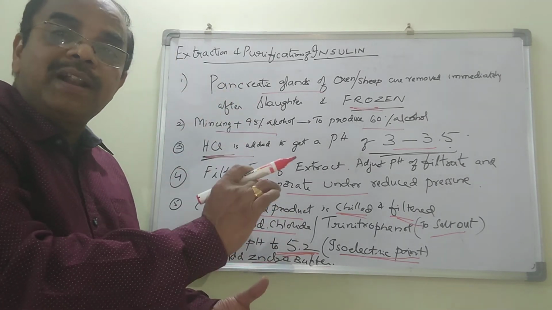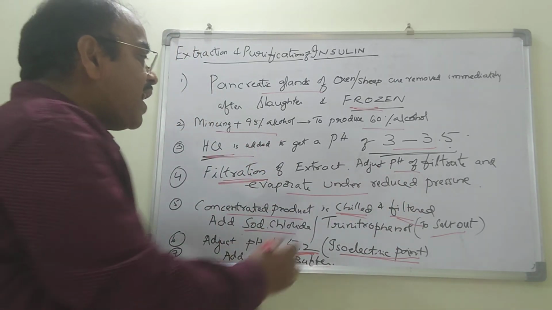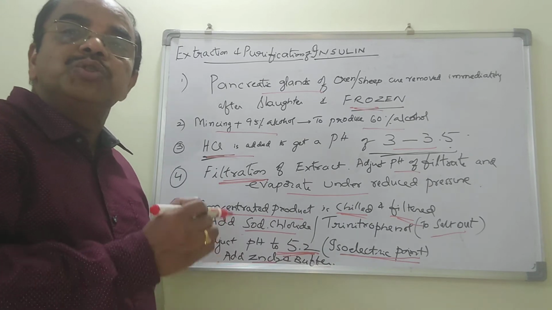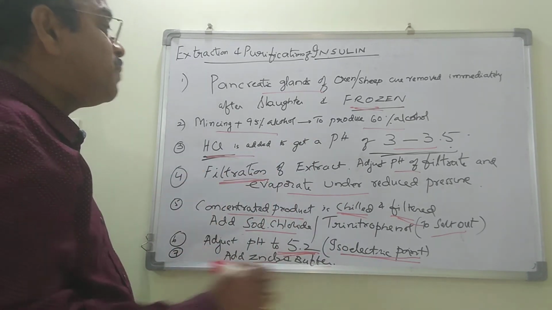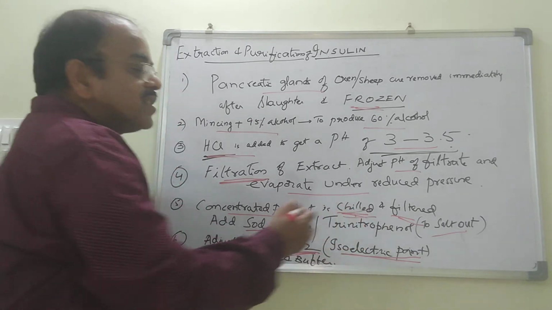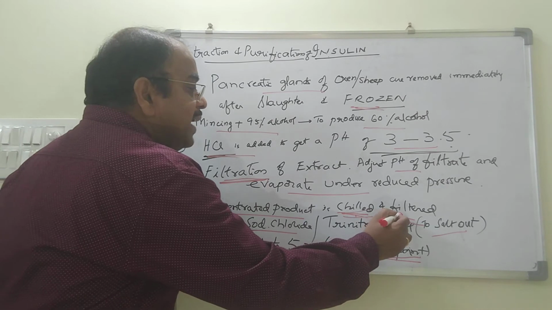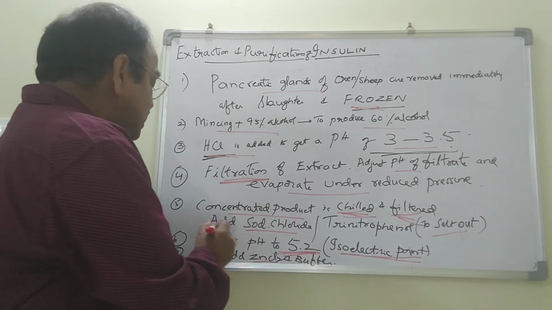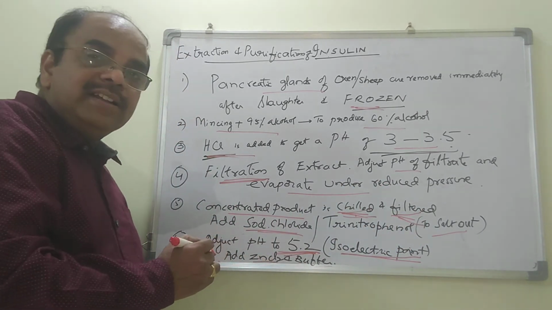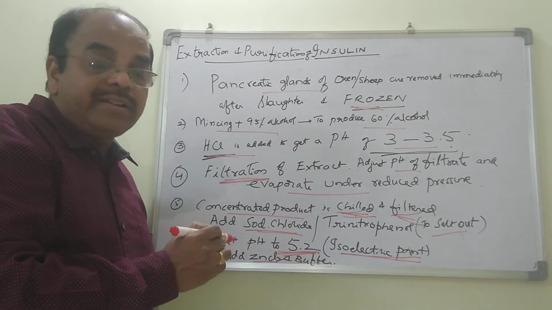Collect the supernatant or filtrate, adjust to a suitable pH, and proceed for the evaporation under reduced pressure. And finally proceed for the chilling of this to remove any remaining fatty matter. And proceed for the filtration, and you add sodium chloride or trinitrophenol, which is the process of salting out.